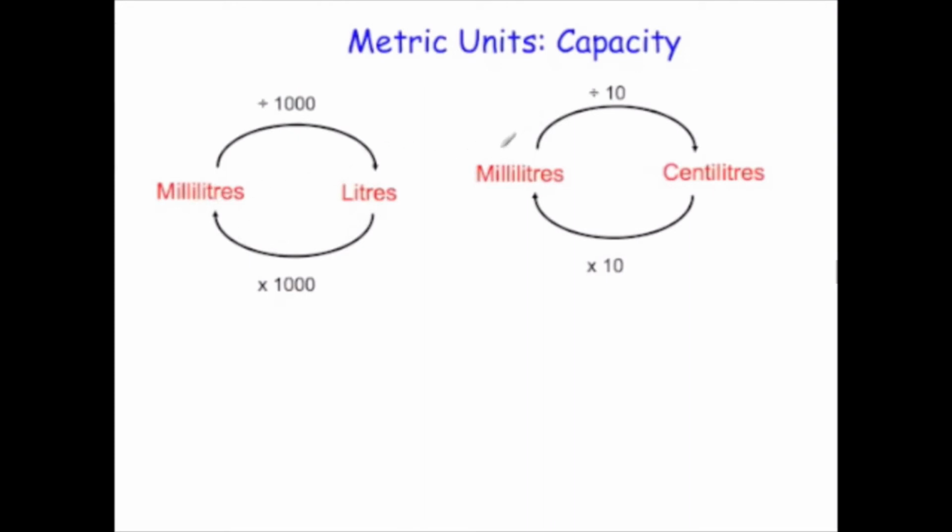Some other ones you may see are milliliters and centiliters. Milli, remember, is a thousandth, and a centi is a hundredth of a litre. So what we're going to do is divide by 10 to go from a milliliter to a centiliter. And conversely, to go from centiliters to milliliters, you would times by 10. So for instance, if you had 23 centiliters, that would be 230 milliliters. And then to go back again, you would divide by 10.